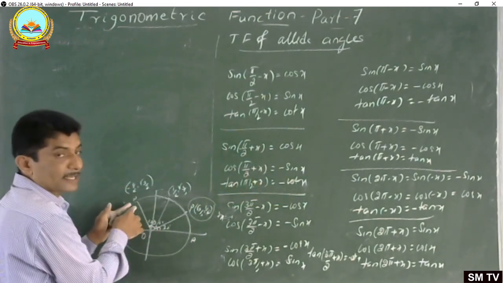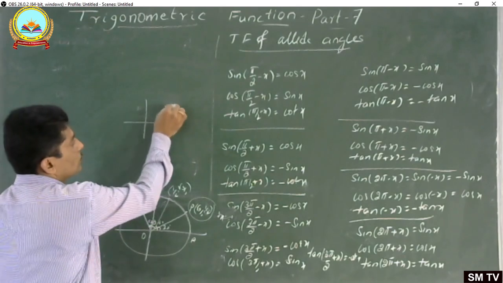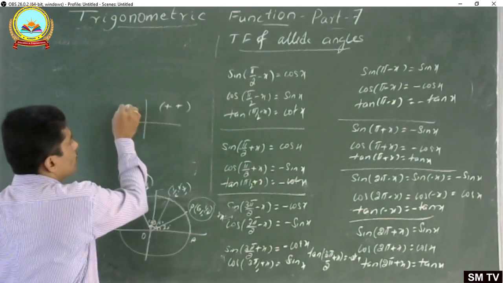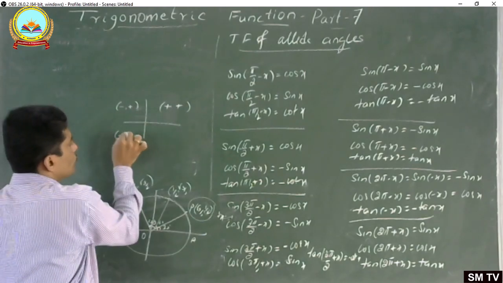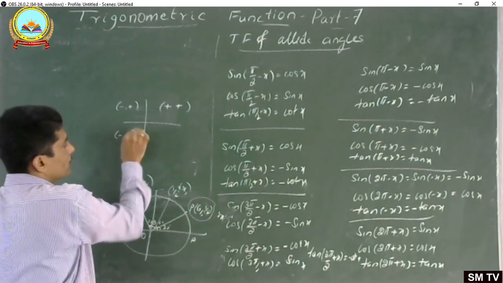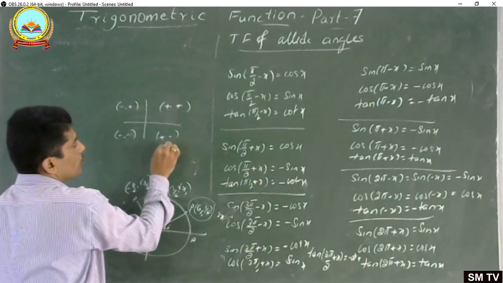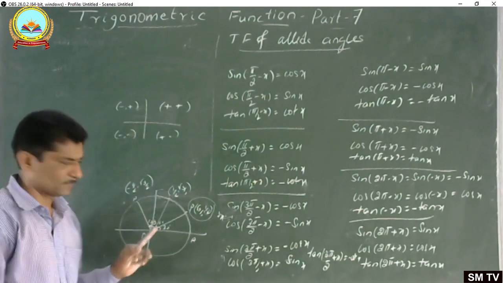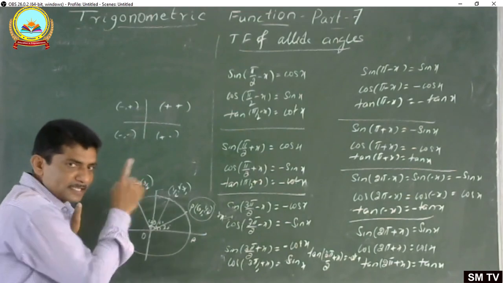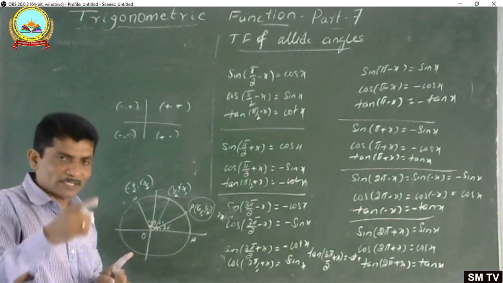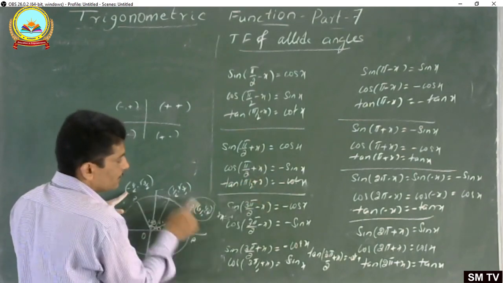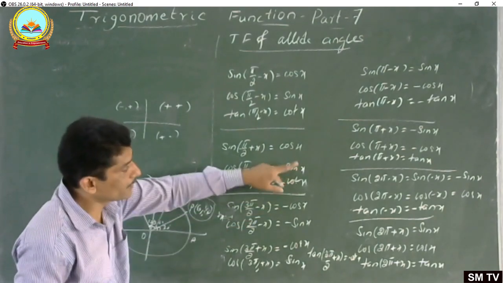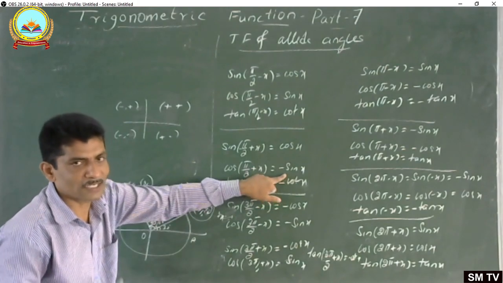Here you know that in the first quadrant the coordinates are all positive, x coordinate and y coordinate. In the second quadrant, x coordinate is negative and y coordinate positive. In the third quadrant, x coordinate and y coordinate both are negative. In the fourth quadrant, x is positive and y is negative. Similarly, just remember that x coordinate means cos x, y coordinate means sin x. The y coordinate sine stays the same, but you must know how the values interchange using the allied angles.